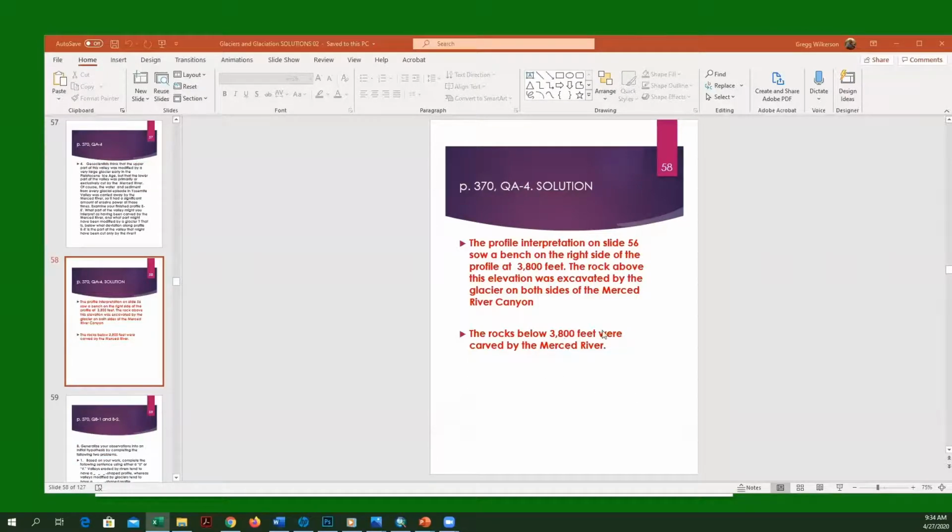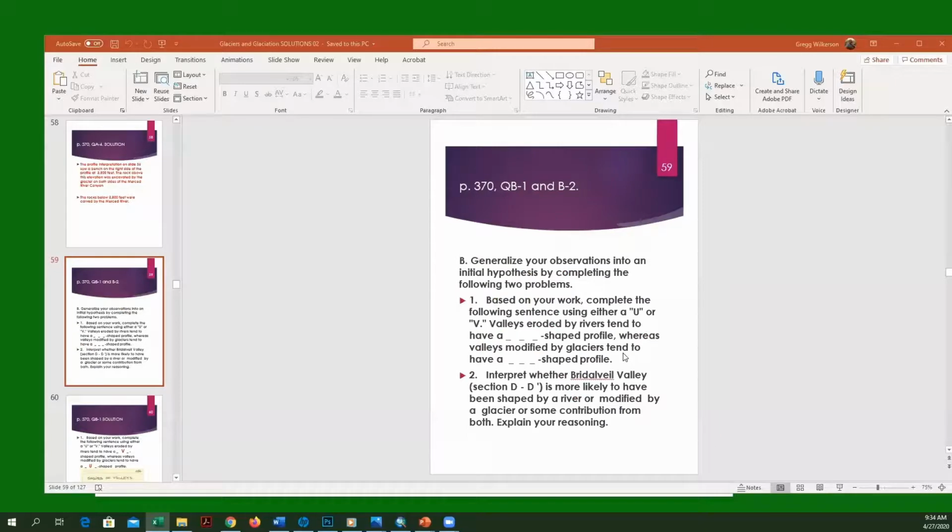So the answer is that the rocks above 3,800 feet were largely carved by the glaciers. The rocks were modified below that level and mainly excavated by stream action. So the interest there is to impress upon your minds the give and take between glacial and fluvial processes. So that brings us on over to questions QB 1 and 2 on the bottom of 370.